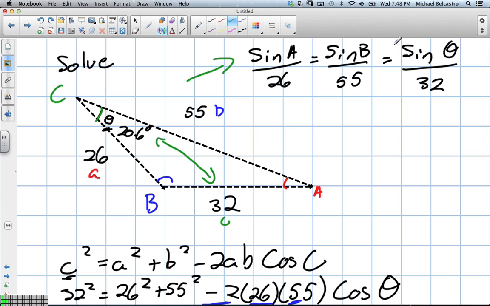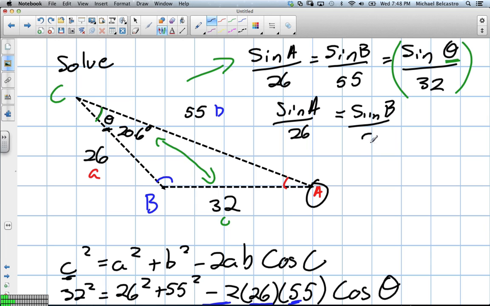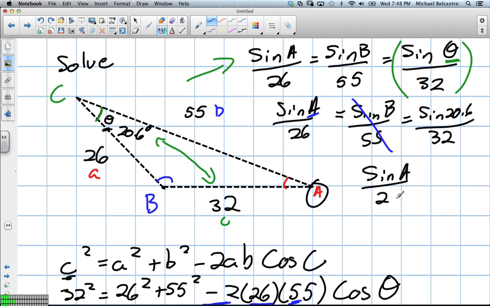So I actually have the complete C part of the ratio. We know this theta is now 20.6. And let's say we want to find angle A now. So we have sine A divided by 26 is equal to sine, still don't know B, over 55. But we do know angle C. Sine 20.6 divided by 32. Now with sine law, we only need 2 in the ratio. And since we're looking for A, we're just going to drop that middle ratio off. We don't need it. So we're left with sine A divided by 26.